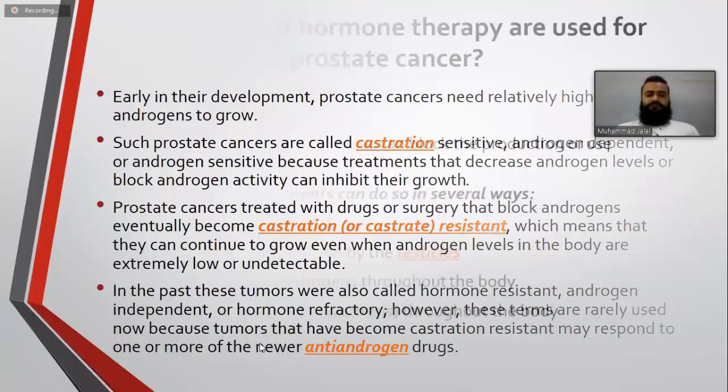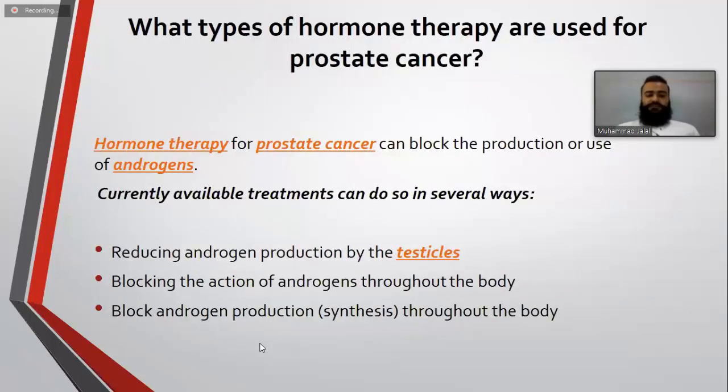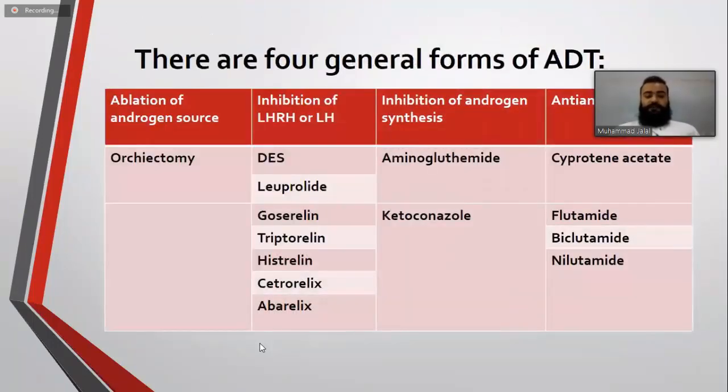What types of hormone therapy are used in prostate cancer? Hormone therapy for prostate cancer can block the production or use of androgens. Currently available treatments can do so in several ways: reducing androgen production by the testicles, blocking the action of androgens throughout the body, and blocking androgen synthesis throughout the body. These are the general forms of androgen deprivation therapy.